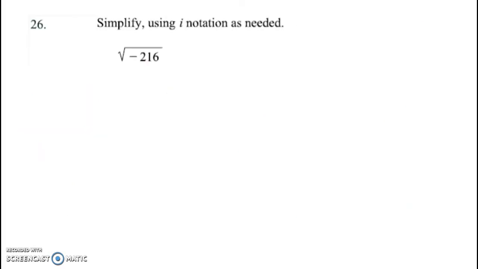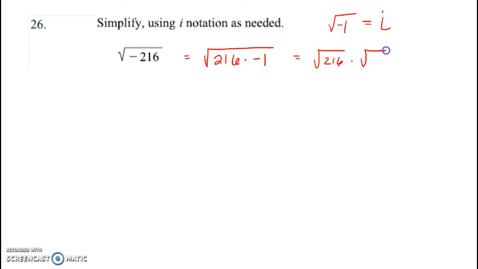Let's see here. Number 26, simplify using i notation as needed. All right, well, this is the same thing. You can't take the square root of a negative number. So we've decided that the square root of -1 is this symbol i, the imaginary number. So I've got the square root of 216 times -1, which is the square root of 216 times the square root of -1, which is going to turn into i.